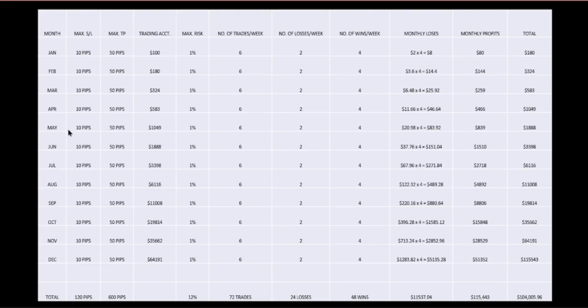All right? And therefore, we move to May, everything being constant here, and then our trading account will change here to $1,049. That's the amount we'll be trading with in the month of May. All right? Every other thing here is constant, and then our monthly loss is $20.98 times 4, which will give us $83.92. Okay? It gives us $83.92.